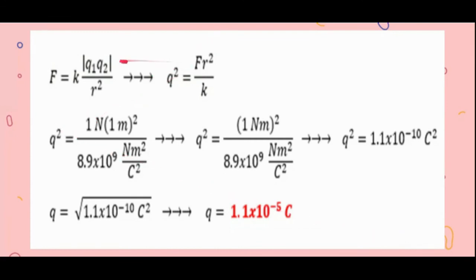It is by multiplying both sides by r square. What happens if we multiply both sides by r square? What will happen to r square? It will cancel out. So let me show you how we derive this one.